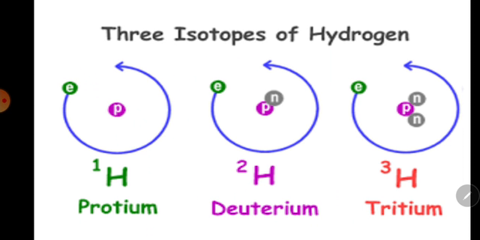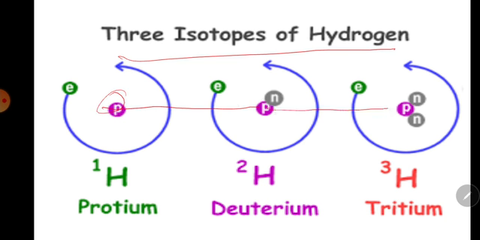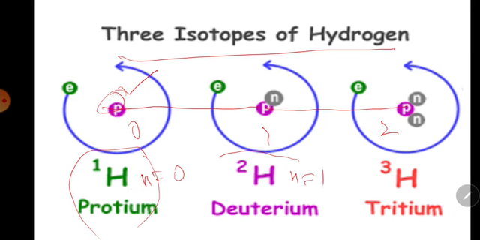Isotopes. Three isotopes of hydrogen atom: protium, one proton, zero neutron; deuterium, one proton, one neutron; tritium, one proton, two neutrons. So protium has one proton, but neutron is zero. Deuterium has one neutron. Tritium has two neutrons.